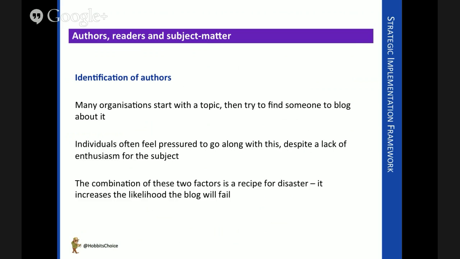In terms of identification of authors, don't fall into the trap of starting with a topic and then trying to find somebody who might be able to write something coherent about it. If you're going to get a blog off the ground, look for individuals who don't feel pressured but have enthusiasm, people who want to say something and have interesting things to say, and then try to match that to the demands of the blog.